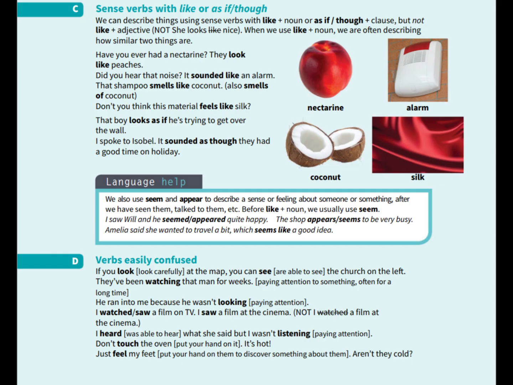Common mistakes. Use like followed by a noun, not like followed directly by an adjective. Correct. She looks nice. Correct. She looks like her sister. Incorrect. She looks like nice. Use see a film at the cinema, not watch a film at the cinema. Correct. I saw a film at the cinema. Incorrect. I watched a film at the cinema.